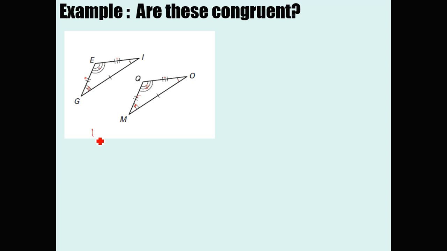So I would say, yes, these figures are congruent, but I would say triangle EIG is congruent to triangle. If I do EIG, notice I started at the one with three slashes. I went along and I went down. I have to do the same thing on the next figure. So QOM. Okay, let's do another one like that.